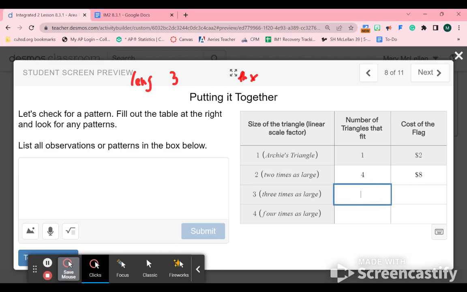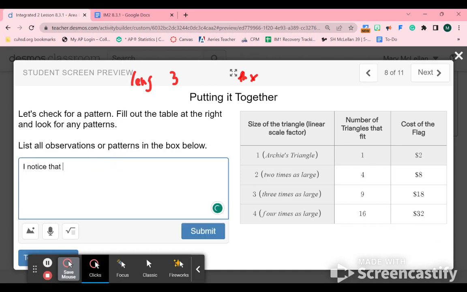Okay, when the length of the side increased by 3, the number of triangles that fit was 9, and that cost $18. And when the linear scale increased to 4, the number of triangles that fit was 16. That made the cost $32.